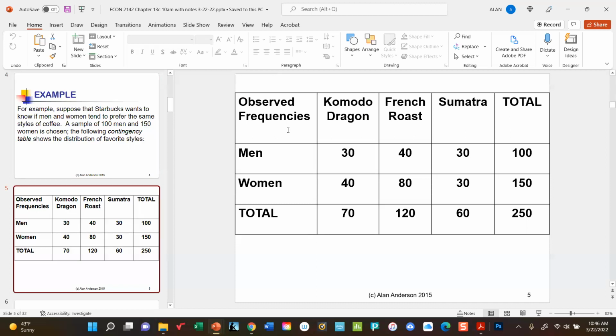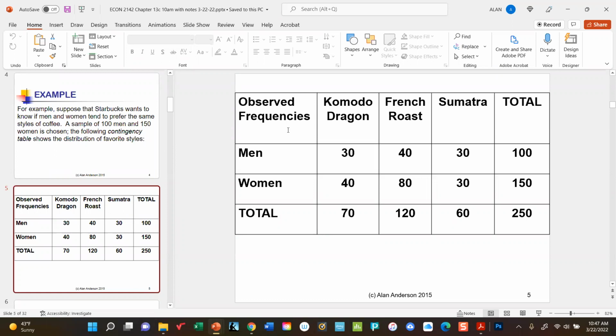So what we're trying to find out is, based on these three flavors, Komodo dragon, French roast, and Sumatra, out of the 100 men, you can see that 30 of them preferred Komodo dragon, 40 prefer the French roast, and 30 prefer the Sumatra. Among the women, there's 150 of them, 40 like Komodo dragon, 80 like the French roast, and 30 like the Sumatra.